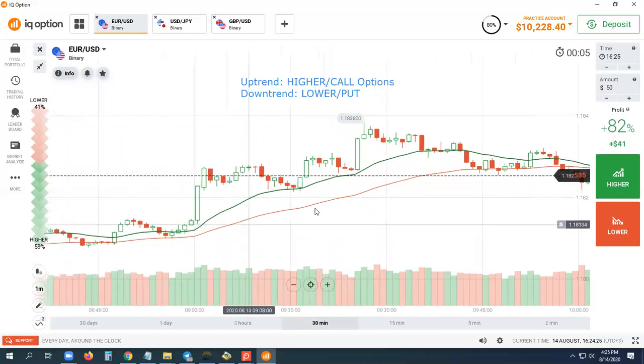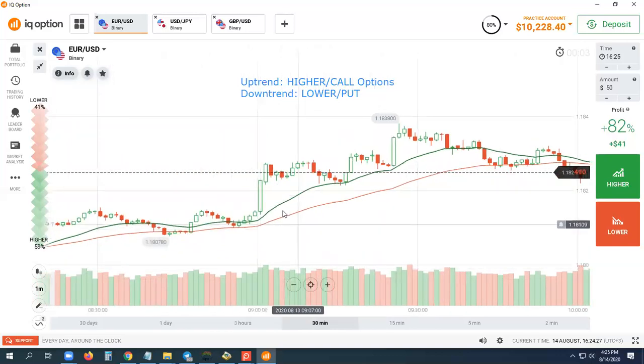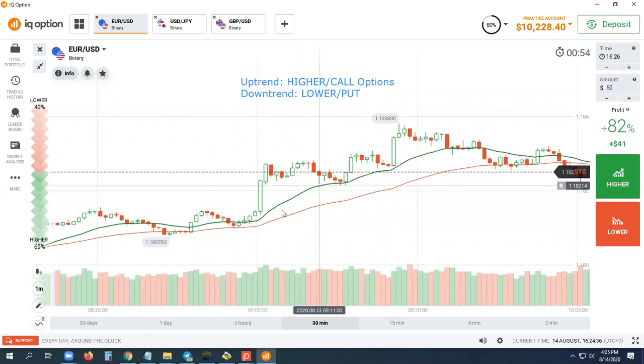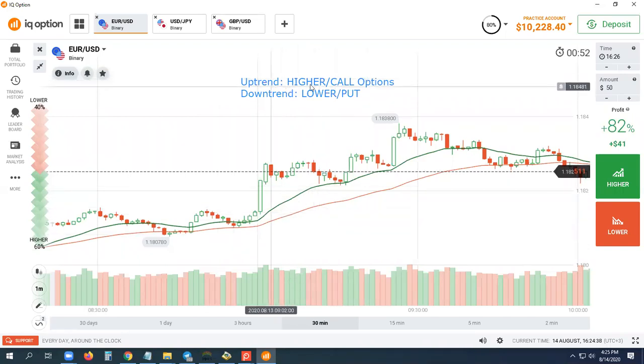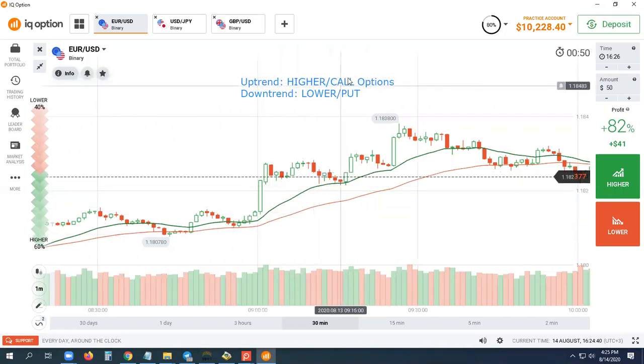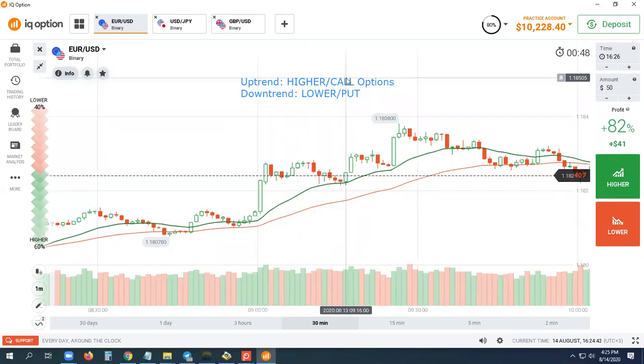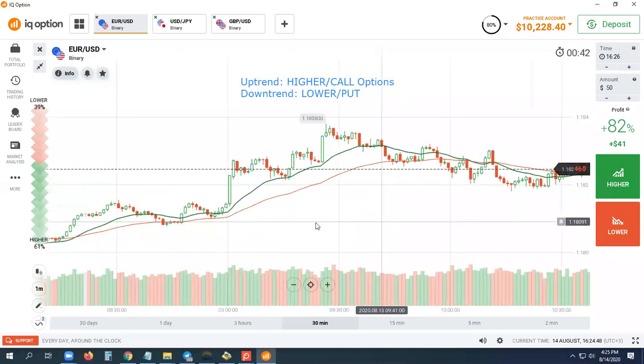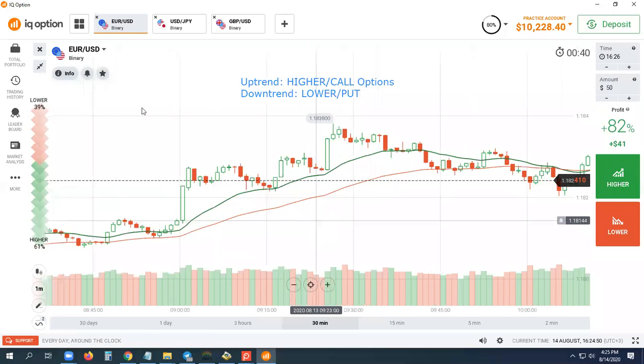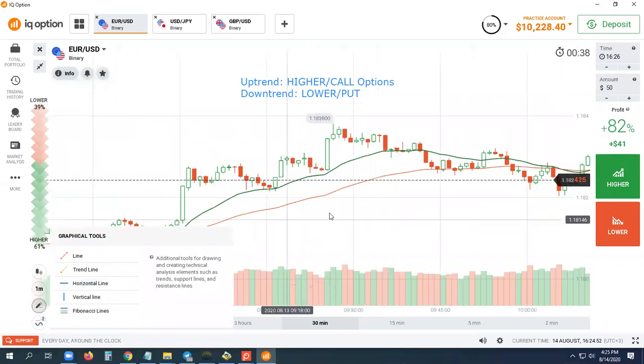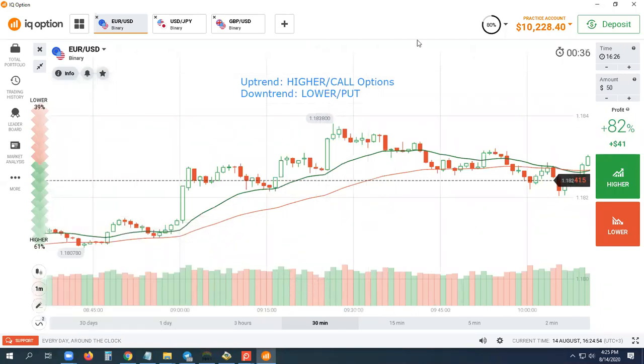And the logic is very simple. Like I said from the other explanation, if the shorter EMA or faster EMA is above the longer or slower EMA, you have an uptrend. So when you have an uptrend, you consider doing higher options or call options. Question: where do you need to do these higher options or call options? One popular way of trading in trends like this is to do this, and it's important to take note of this.